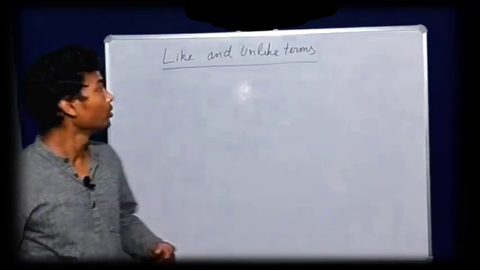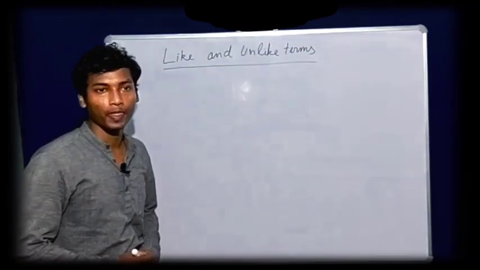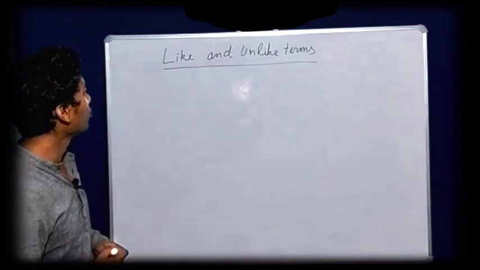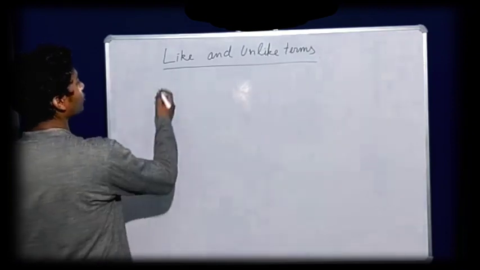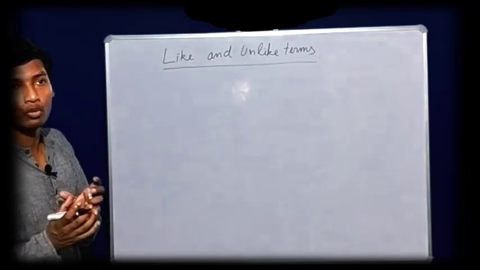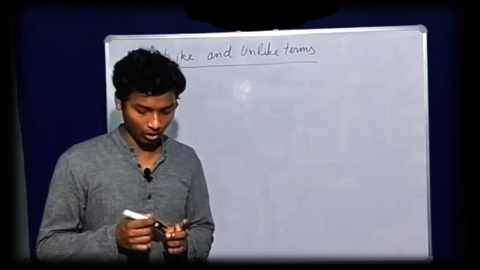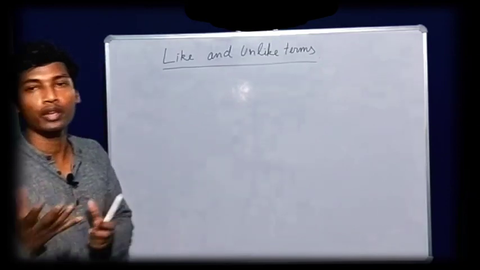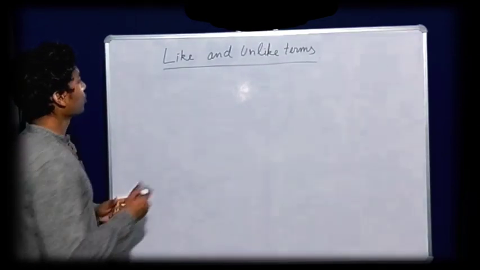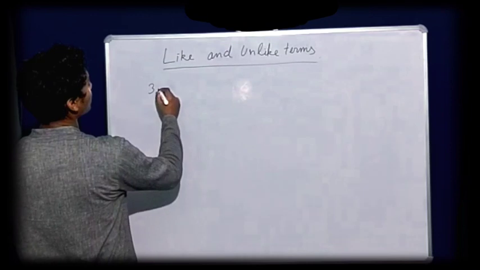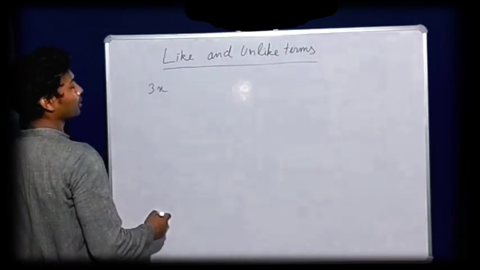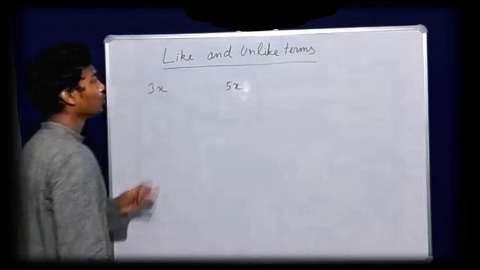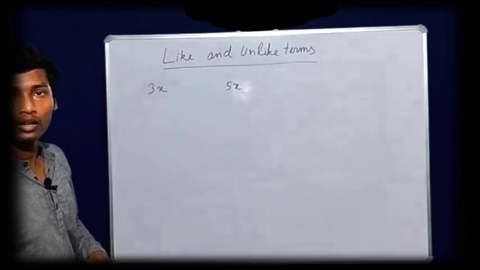Remember that. Now what are like and unlike terms? Now you pretty much know what terms are. So like terms will be basically those terms which have the same variable part, or you can say same variable with the same power. So here if we see 3x and let's say 5x, we can see these two terms are like terms, right?